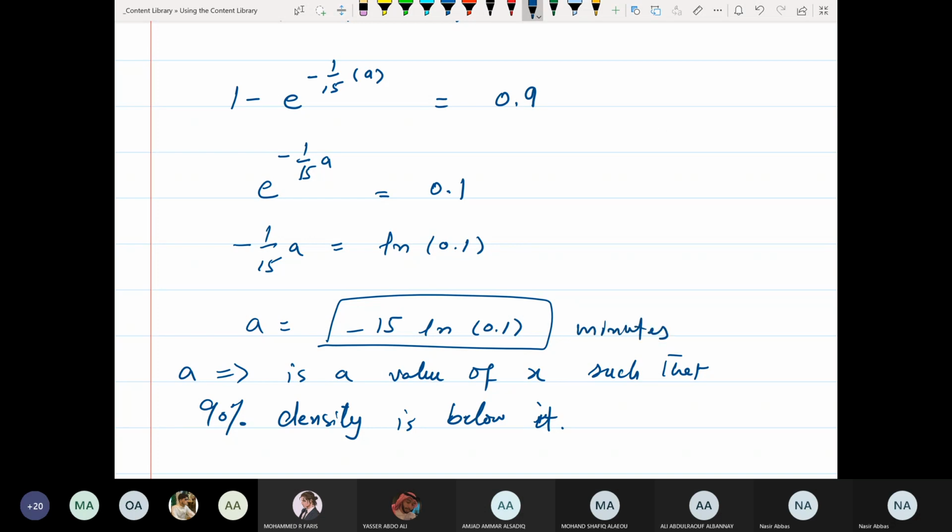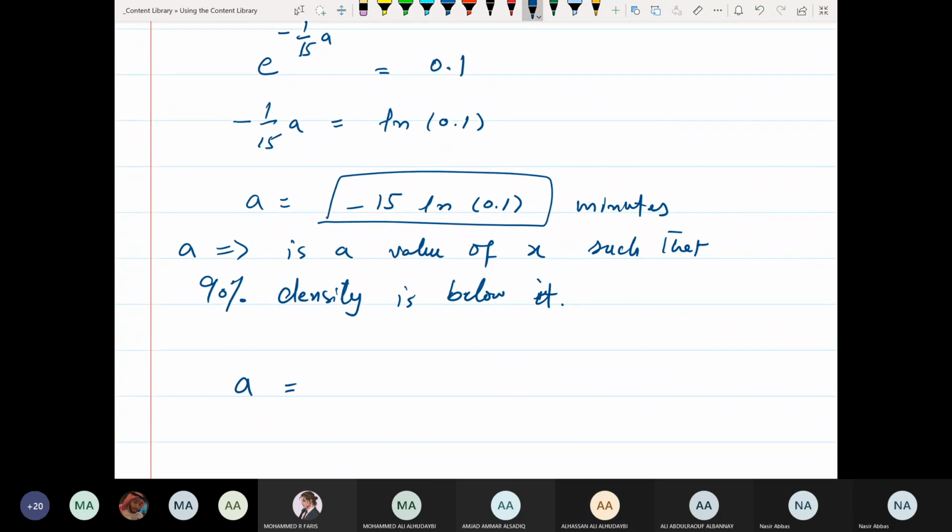Can time be negative? The natural log will cancel the negative. Yes, Muhammad Ali, I agree with him. It will cancel. The final answer is positive.